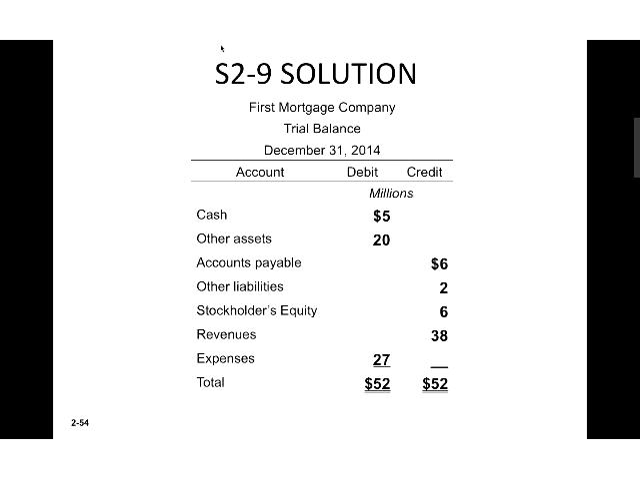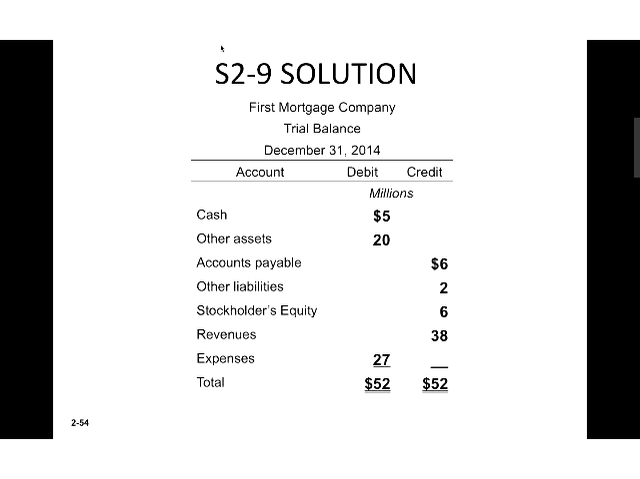So cash has a normal debit balance, so it goes in the debit column. The next one down, other assets, it's an asset, it has a normal debit balance. Accounts payable is a liability, so it has a normal credit balance. Other liabilities, credit balance. Stockholders' equity has a normal credit balance. Revenues, normal credit. Expenses, normal debit.